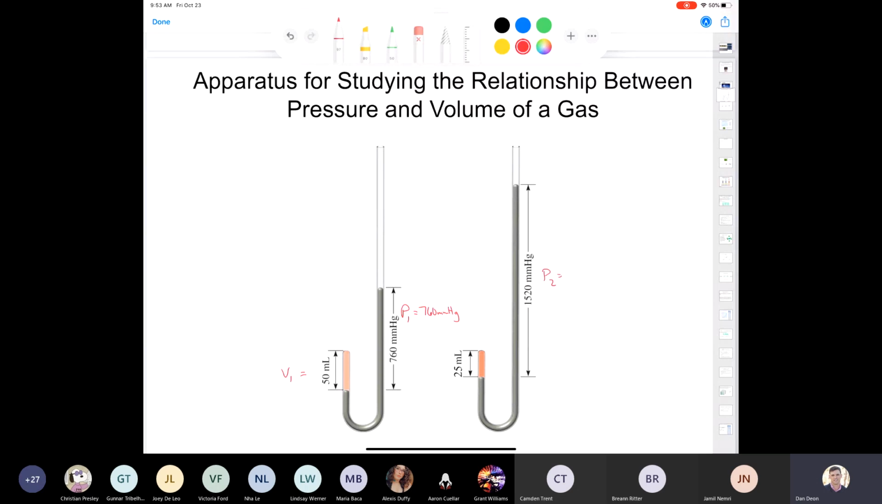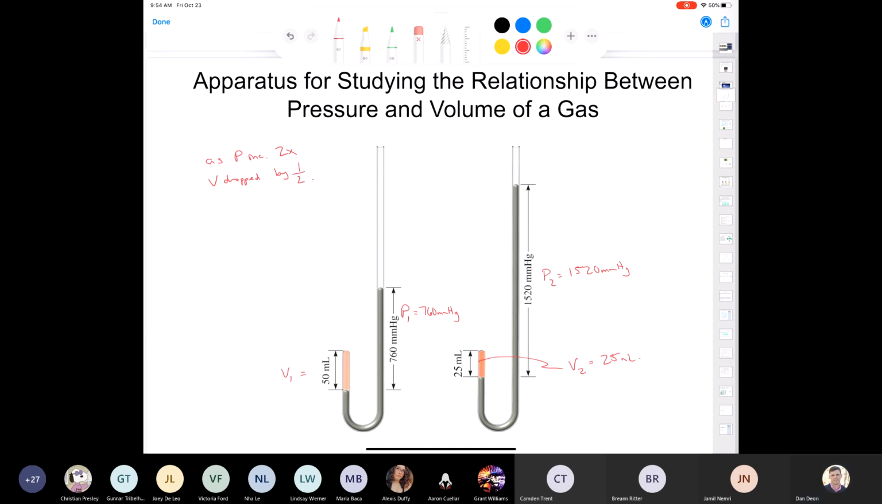So if we double the pressure, we increase it to 1520 millimeters of mercury, what happens to the volume? The volume drops, but by how much? The volume drops from 50 milliliters to 25 milliliters. So as pressure increased 2 times, volume dropped by 1/2, right?